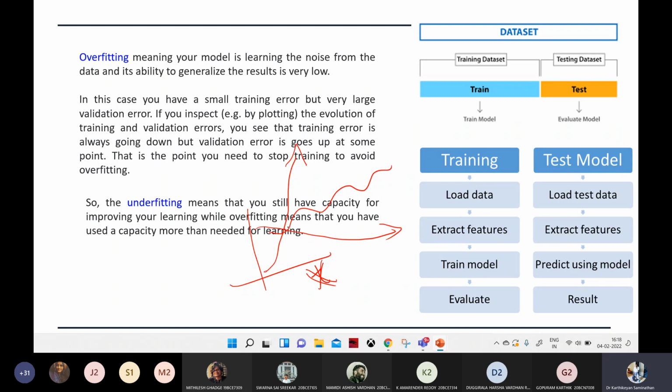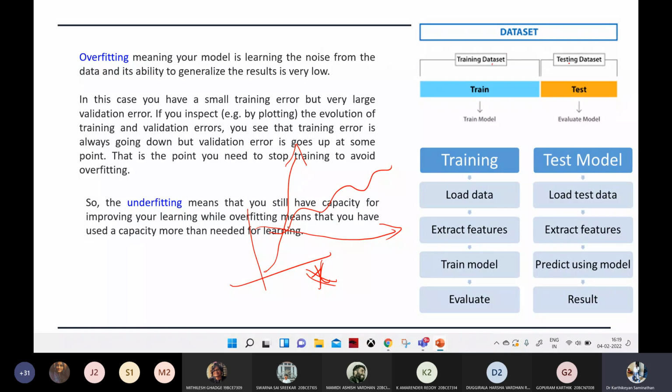Underfitting means that you still have capacity for improving your learning. For example, in a data set, you have only one feature. That is your underfit, right? Overfit means you have used more capacity than needed. If you use more capacity than needed, it is overfit. If you use less capacity than required, then you can say it is underfit. This can be explained with the data, that is your training set and the testing set.